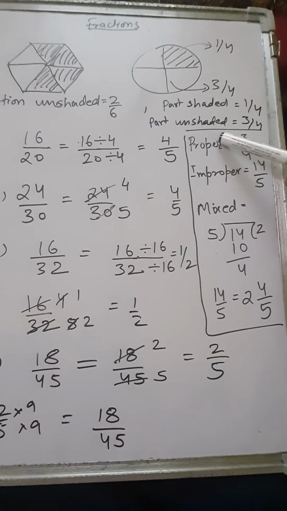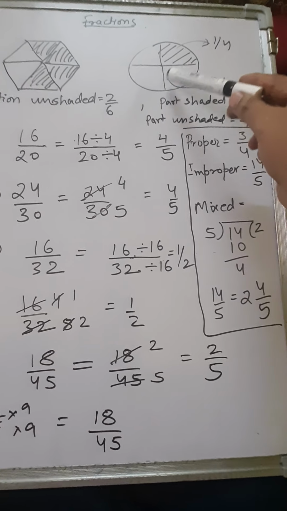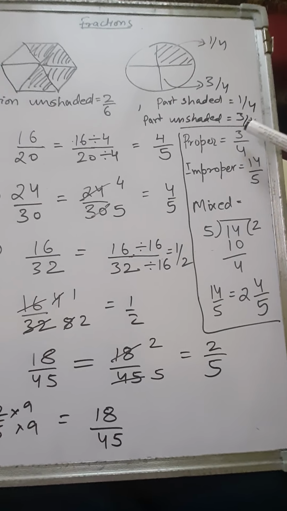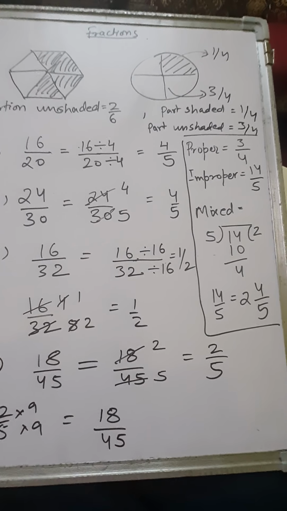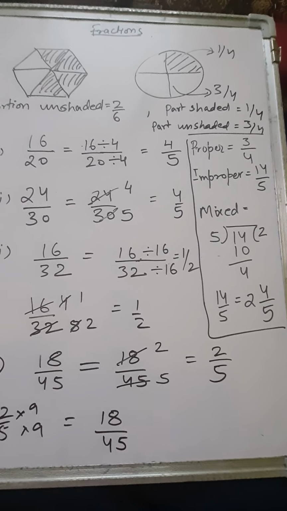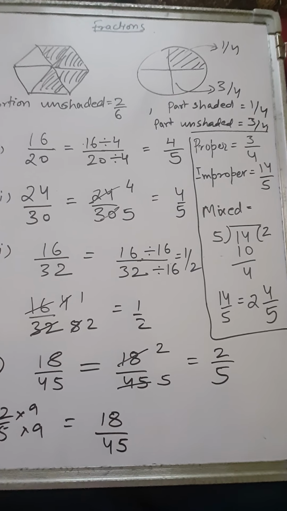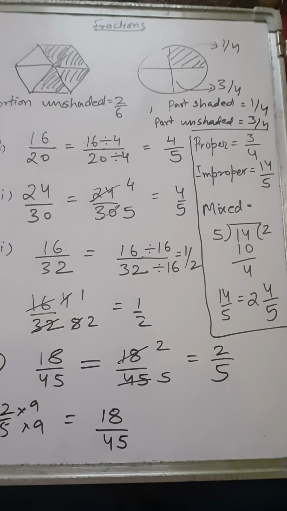If you have to calculate the unshaded part, how many parts do you see unshaded? 3 parts out of 4. That means 3 out of 4 is 3 upon 4. Right children? Now, fractions we can represent in 3 forms: proper fraction, improper fraction and mixed fraction.